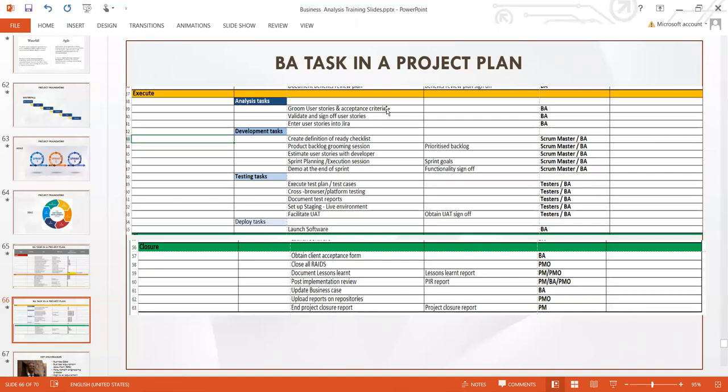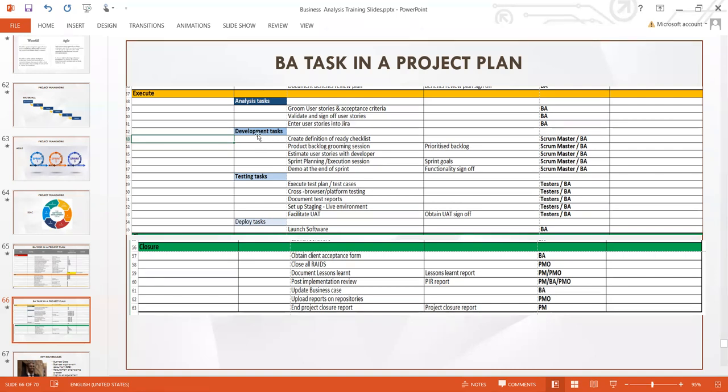Refining the user stories is the business analyst's job. You validate your user stories. At this point, you still need to get validation from maybe the senior business analyst or lead BA, or the sponsor or the product owner, before you start moving the user stories to Jira for implementation. It is the duty of the BA. Then when it's been validated and signed off, you start entering user stories into Jira for sprint planning and the implementation.